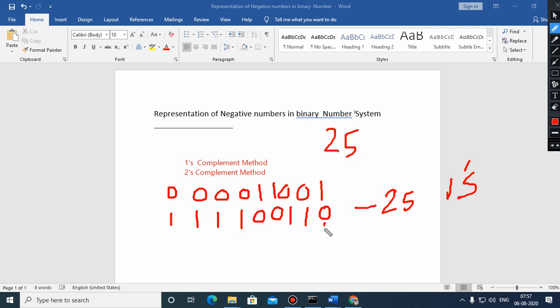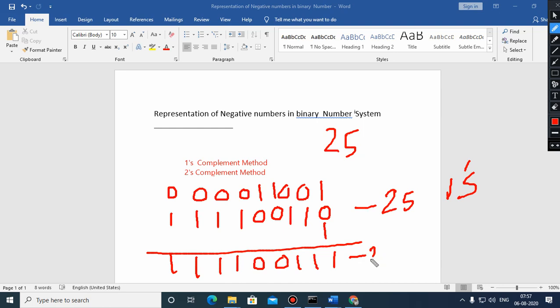What we need to do? Just add 1 here. So here you will get triple 1, and here double 0, and here you will be getting 4 times 1. So this is minus 25 in 2's complement. So I hope you people have understood.